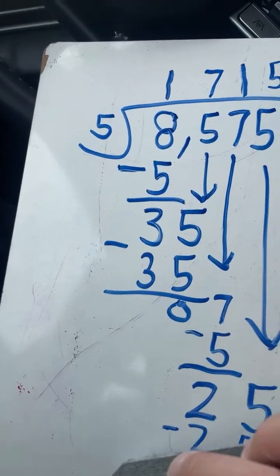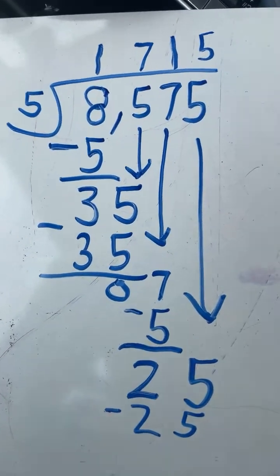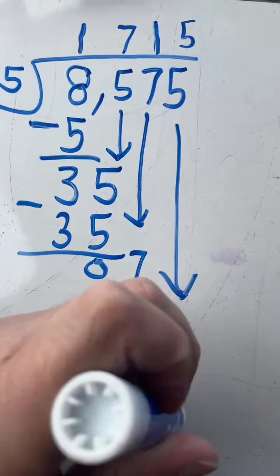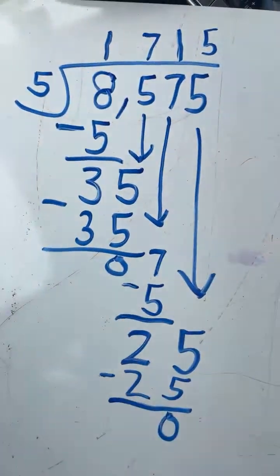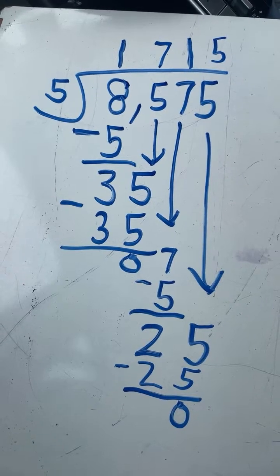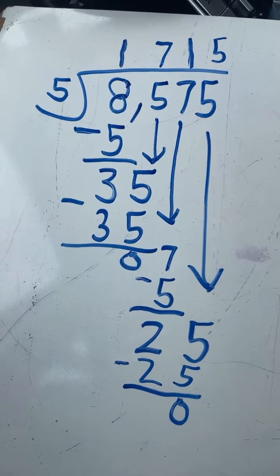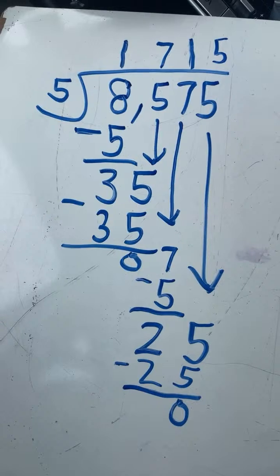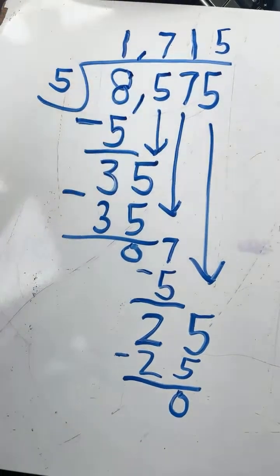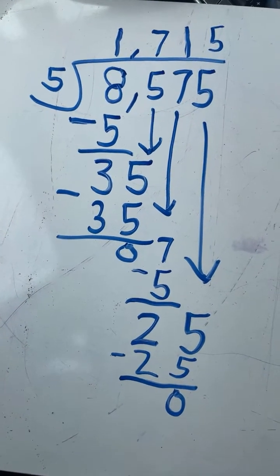Now I'm going to subtract, see if there's any remainders. 25 minus 25 equals 0. And there you have it. 8,575 divided by 5 equals 1,715.